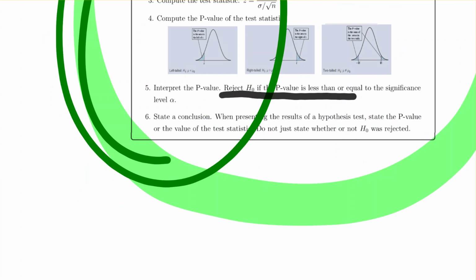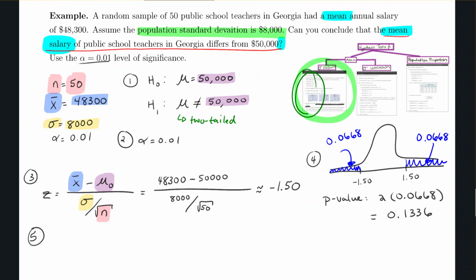Now if you're doing the p-value method, the thing that you need to check is that you reject H0 if the p-value is less than or equal to the significance level. If the p-value exceeds the significance level, we have to fail to reject H0. So here, my p-value is definitely not less than my alpha value of 0.01. Because it's not less than, I've got to fail to reject.